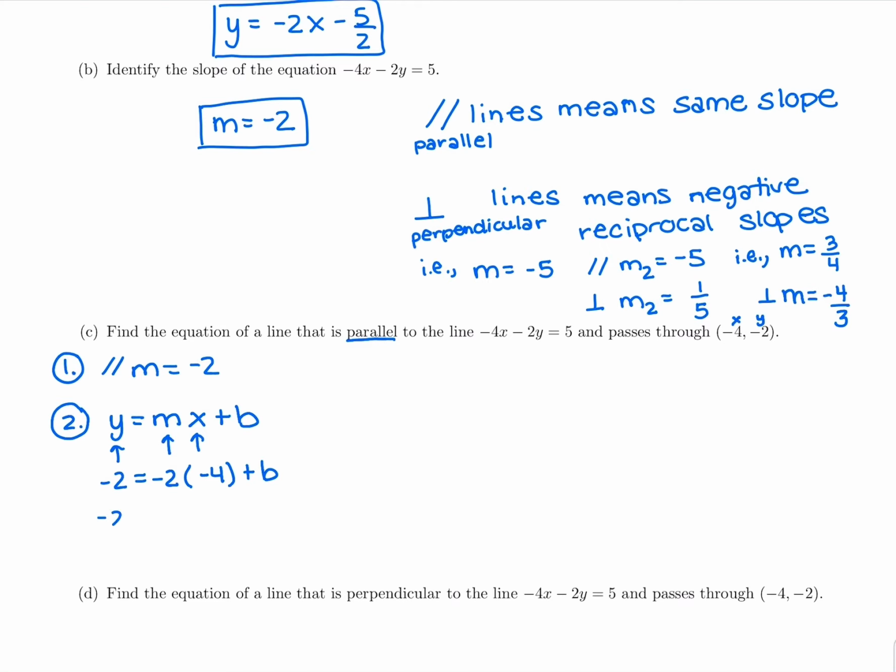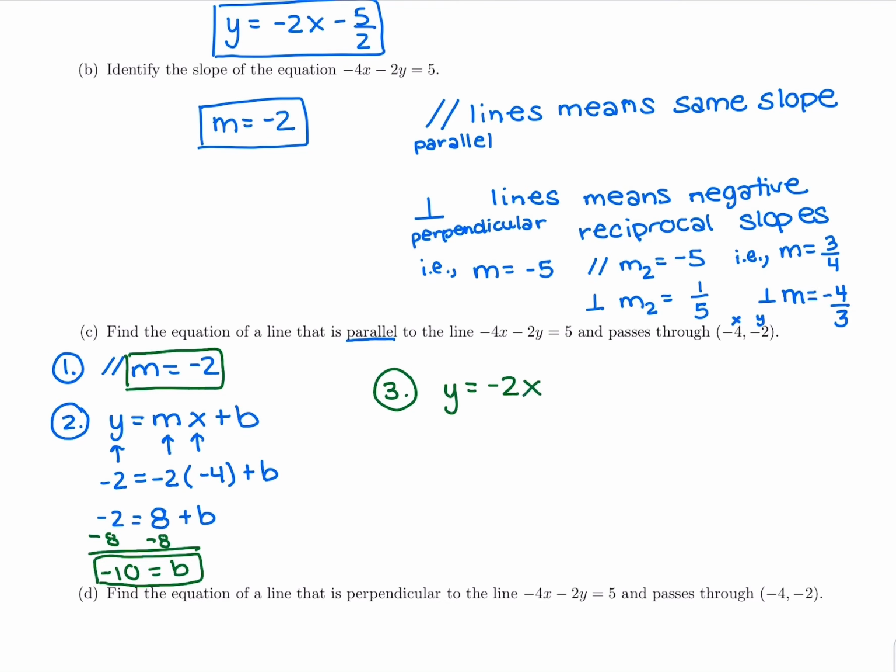So we have negative 2 equals negative 2 times negative 4, which is a positive 8, plus b. And now I need to get b by itself, so I'm going to subtract 8 from both sides, which is going to give me negative 10 for my b. So my third and final step is to just write my equation. The slope has to be negative 2 to be parallel, has to be the exact same, and the y-intercept is negative 10. So y equals negative 2x minus 10 for mx plus b.